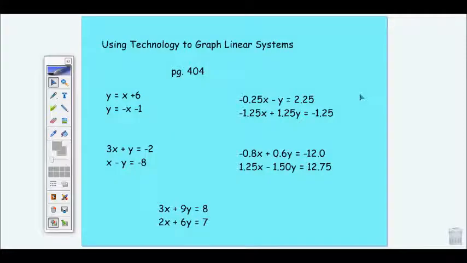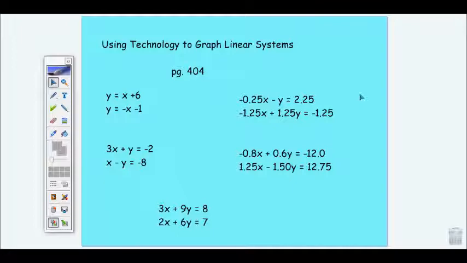As we get into more difficult equations to graph and are looking for a very precise intersecting point, I'm going to introduce you to a graphing calculator that is accessible on your computer. I highly recommend that you go and bookmark this. I will put the link on Edmodo, and it is called Desmos, and I will show you how that works.